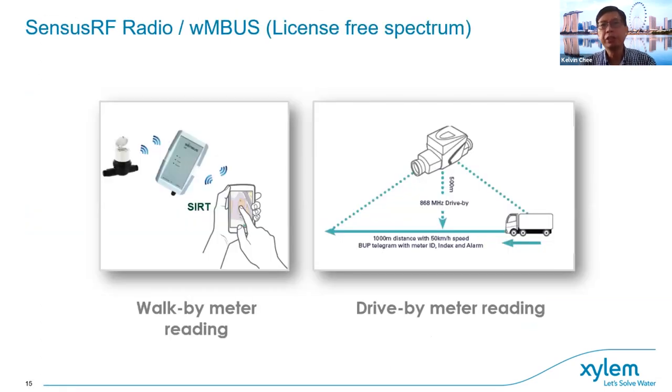So this is actually a walk-by, drive-by system whereby you can use a handphone or a tablet with a 433 or 868 to communicate with the meters. Of course, line of sight will be important for radio. So typically for 868, we are talking about a line of sight of 500 meters. If there's any blockage, then the distance will be affected.